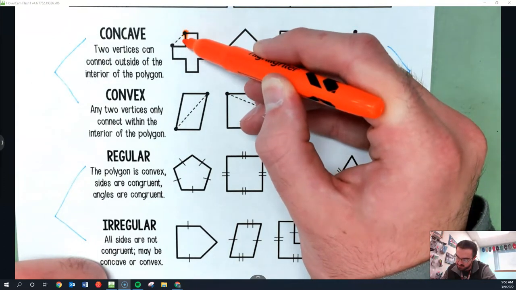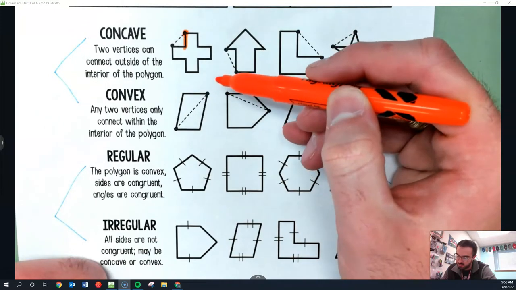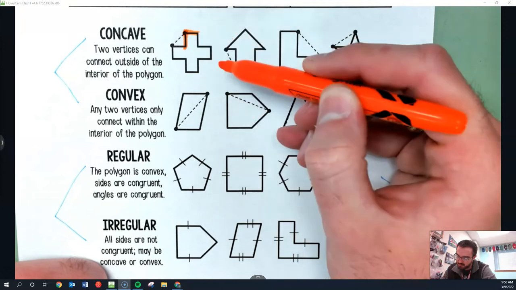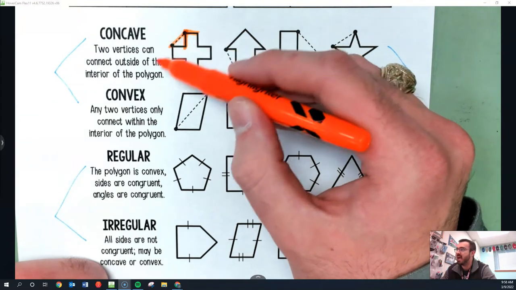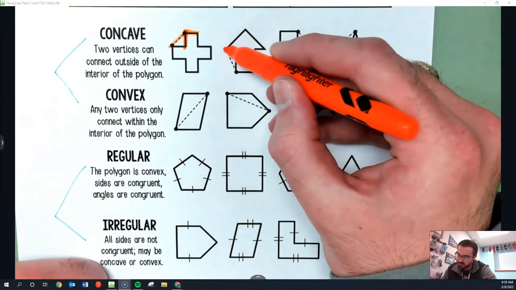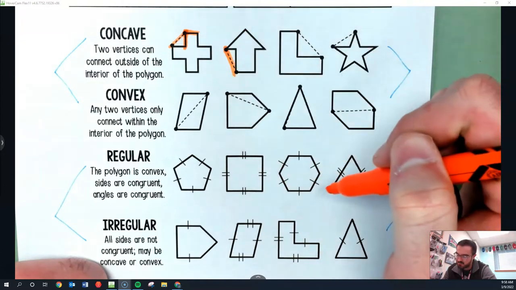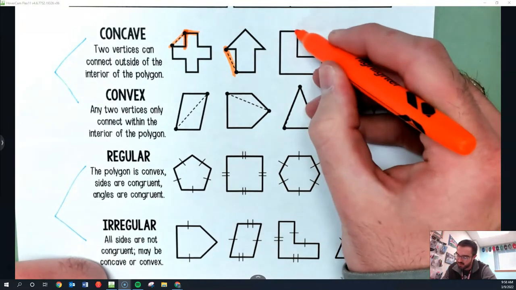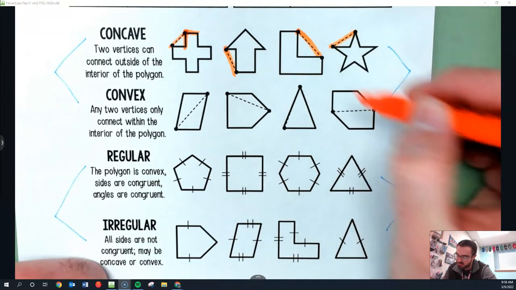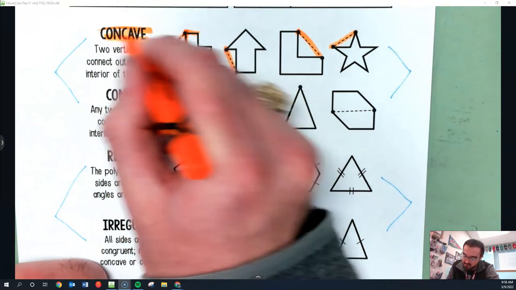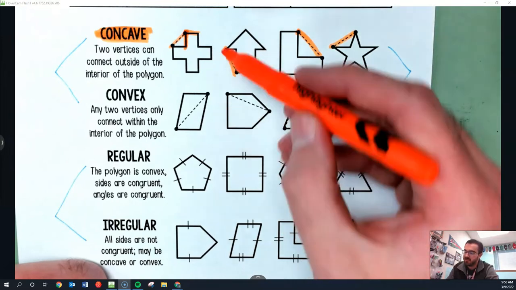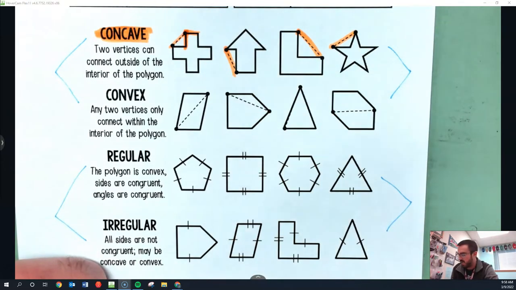If I tried to go to this one, I would go on the interior. I'd be going along a line. If I went to this one, I'd be going along the line. But if I went here, I'm going outside of the shape. Same thing here. If I go here, I go outside of the shape to get to a different vertex. I go outside the shape to go to a different vertex. If a line like that is possible, it's what we call concave. If you can create a line like this that is outside of the shape, that's concave. What about something like this, though, convex?